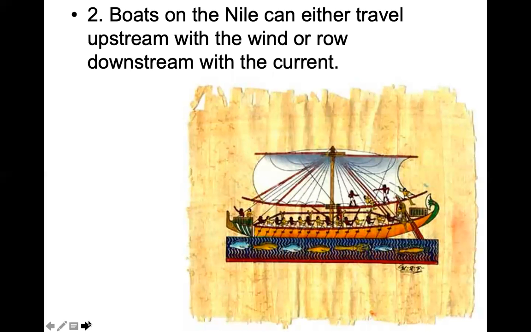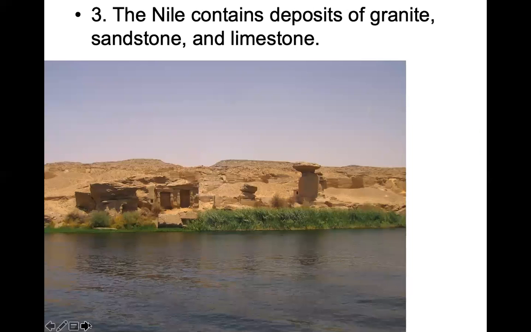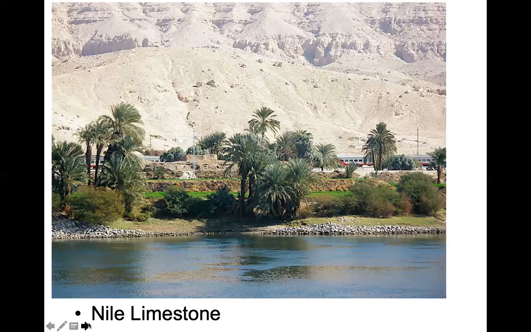Boats can travel upstream. You could talk about that. The Nile contains granite, and this is what a lot of your pyramids and stuff like that, granite, sandstone, limestone, was used to build those things, the pyramids. Nile limestone.